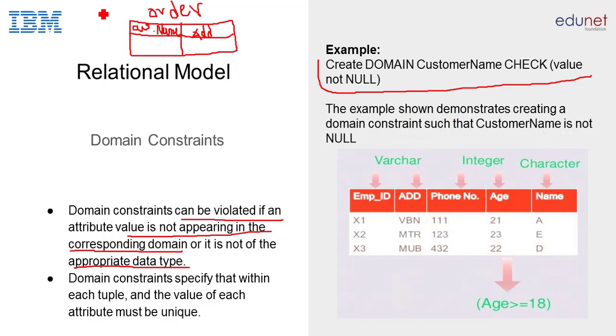Okay, as I said, this is an order table, and an order table must require a customer name and customer address. Now let's understand another domain constraint, which is a check constraint.